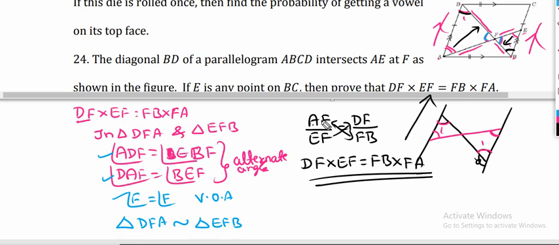So this is the method of solving this one, but you have to prove these two triangles are similar. This is on the basis of the similarity of triangles AAA criteria theorem.